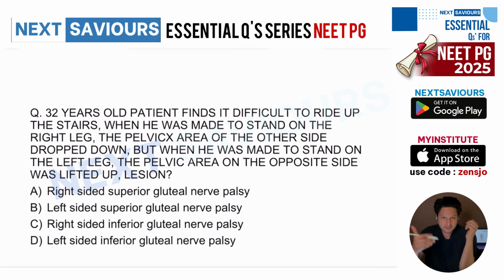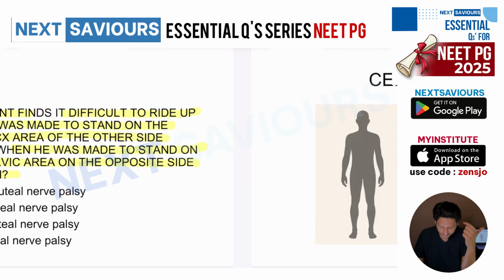So let's discuss a question that has been asked multiple times: a 32-year-old patient finds it difficult to climb up the stairs. Now till this point it is absolutely easy. Now when he was made to stand on the right lower limb, the pelvic area of the other side dropped down, but when he was made to stand on the left lower limb, the pelvic area on the opposite side was lifted up. So where exactly is the lesion? These sorts of questions are confusing, and this is considered to be the first generation question for Trendelenburg test.